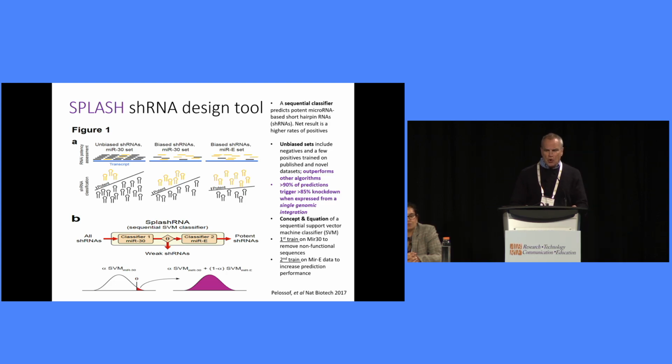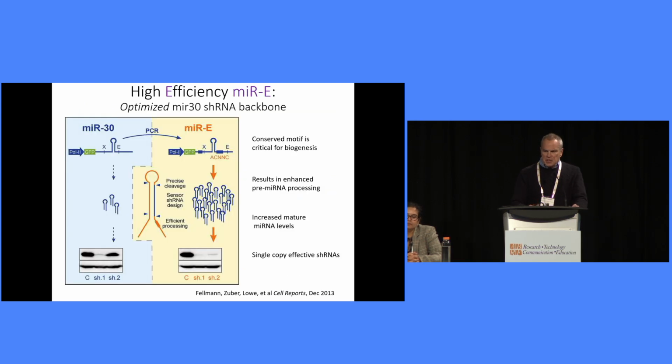Now with shRNA triggering knockdown well over 85%, you can almost get equivalent results. So that really solved our problem with the algorithms for designing CRISPR and RNAi. And then we started to look at the backbone. Starting with the early pLKO backbones that worked very well in the TRC collection, we migrated to microRNA 30, and then finally to the high-efficiency miR-E. miR-E has a conserved motif, and that's very critical for biogenesis.